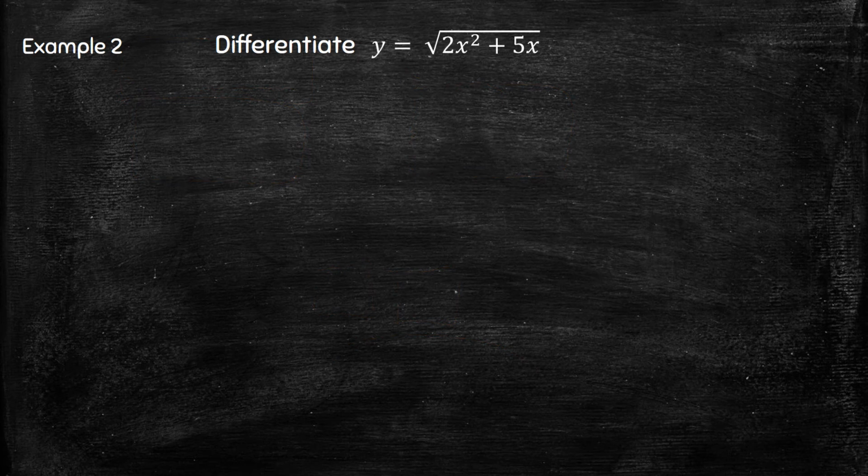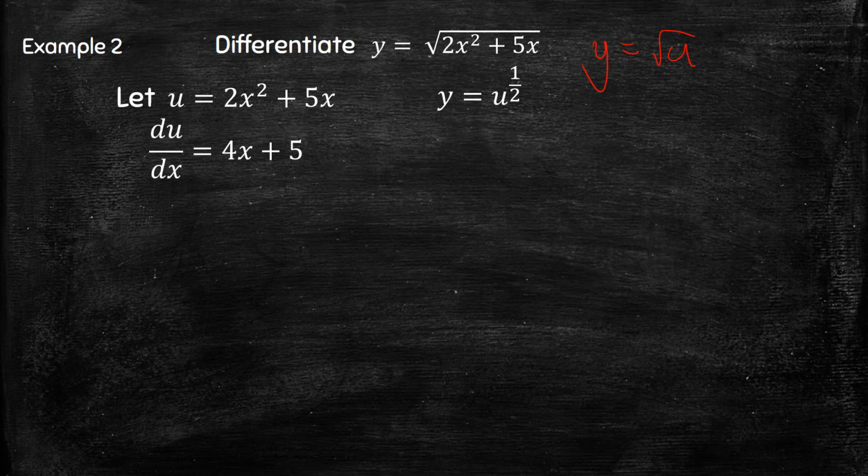We've got a different example here. So what we're going to do is let u, for this one, because it's all under the square root, equal 2x squared plus 5x. Now y equals u to the power of a half. So here y equals the square root of u, and we can rewrite that as y equals u to the power of a half. Again, we differentiate each bit.